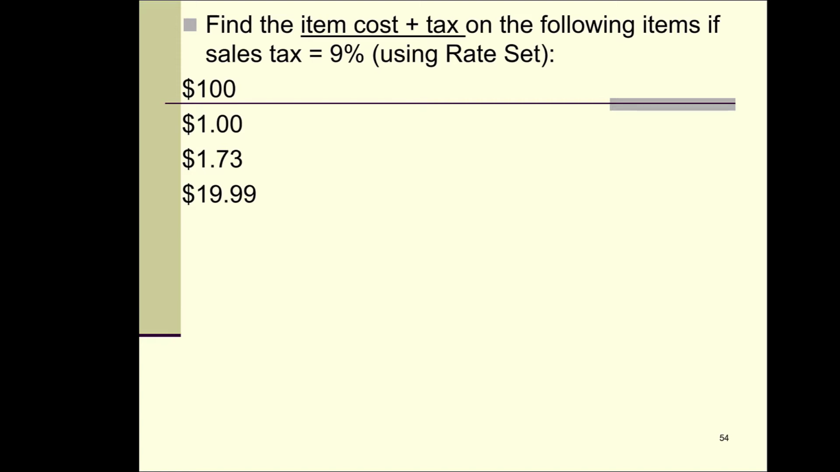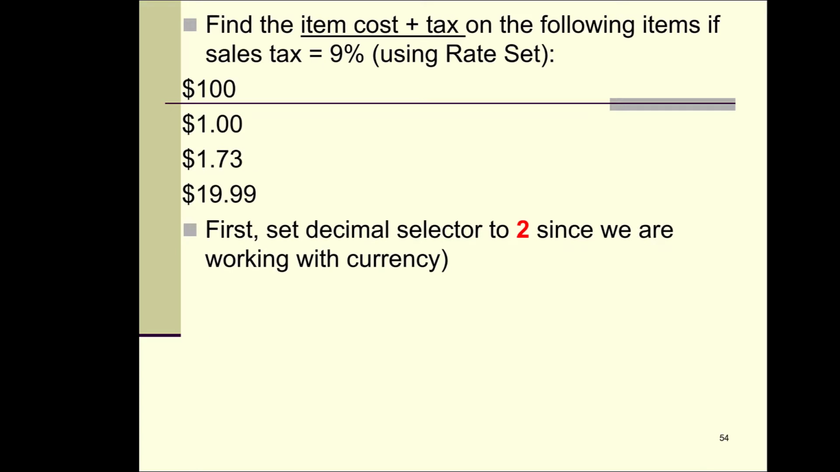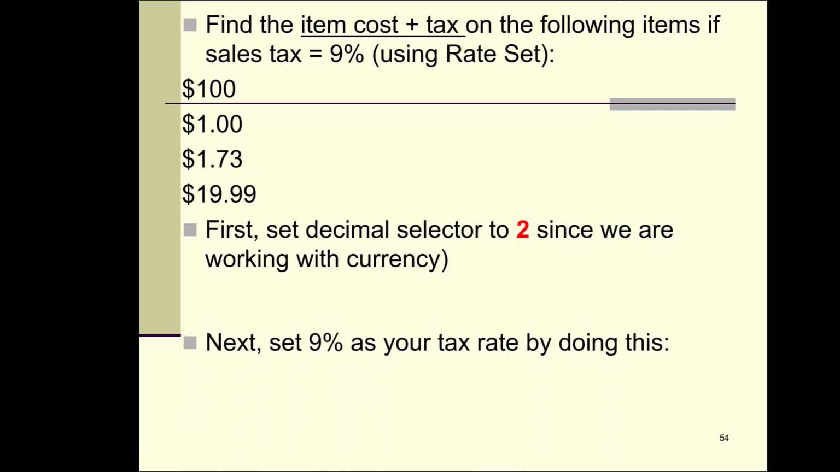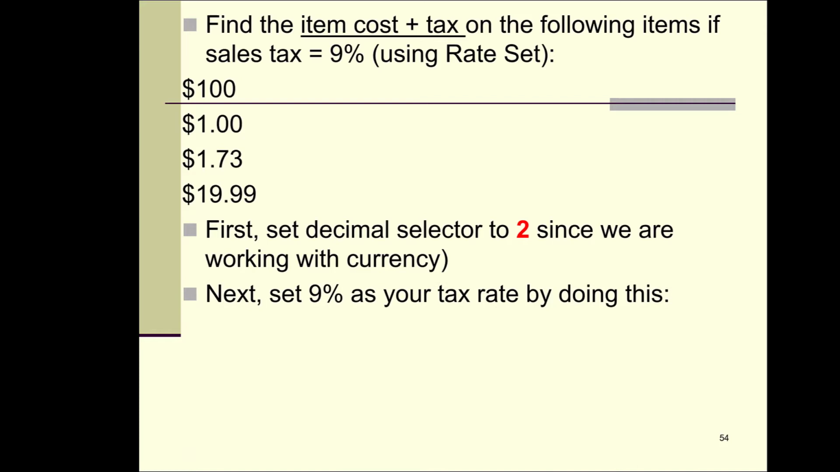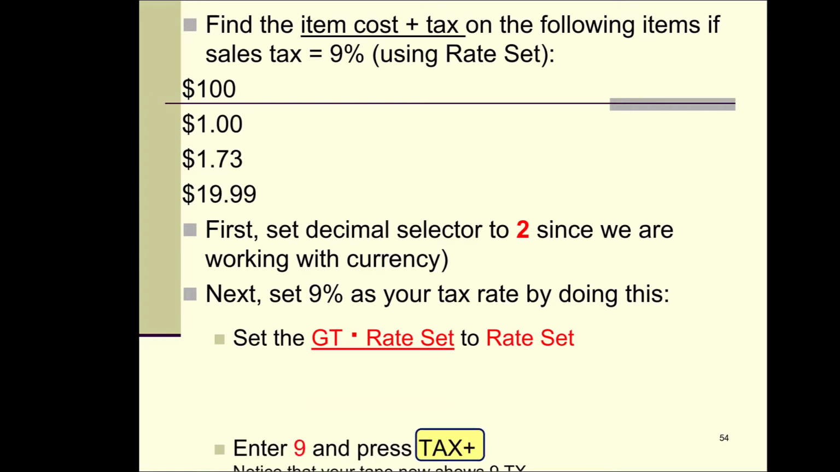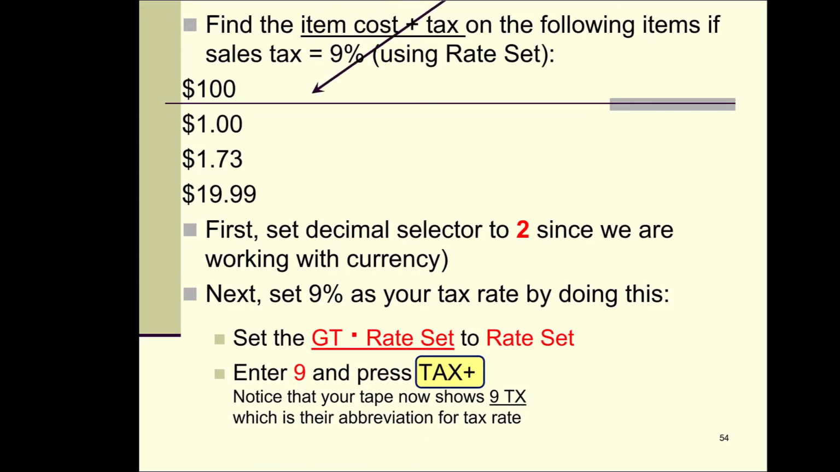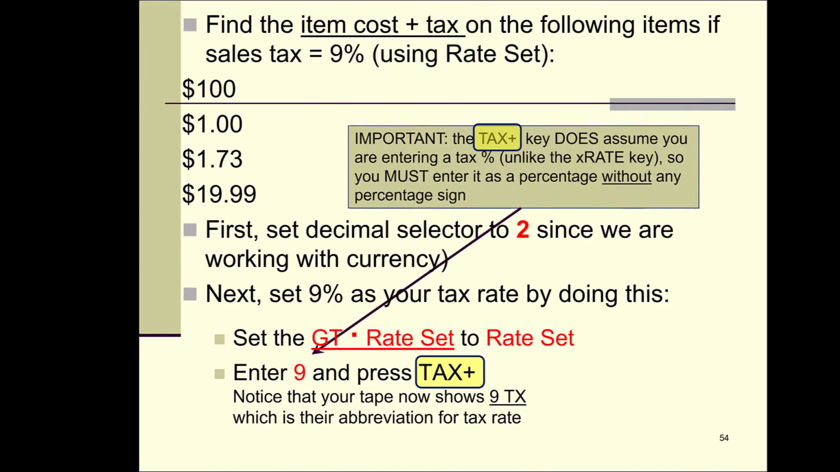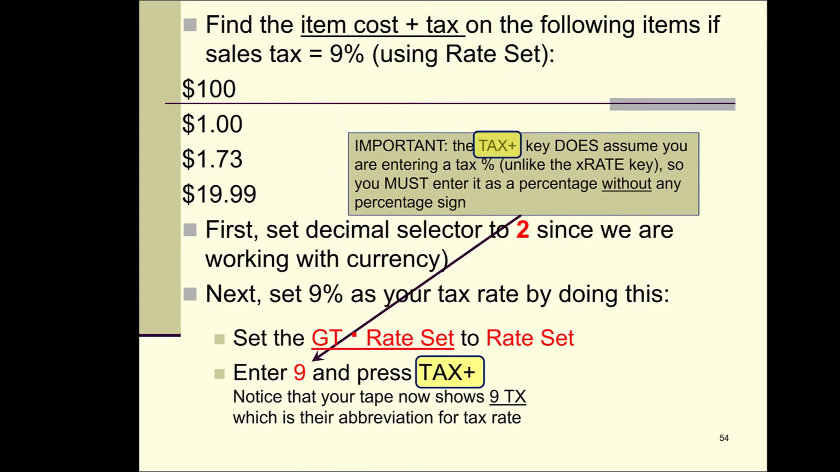The first step is set your decimal selector to 2 since we're working with currency. And then we have to set the 9% tax rate by doing this. You're going to set the GT rate set switch to rate set. And then you're going to enter the 9% as 9 and then press tax plus.